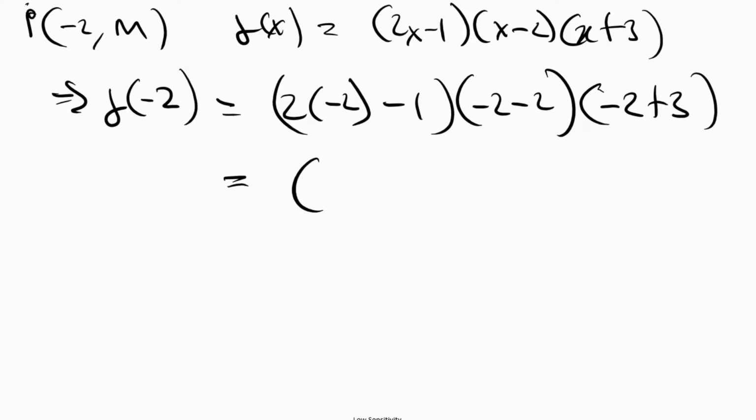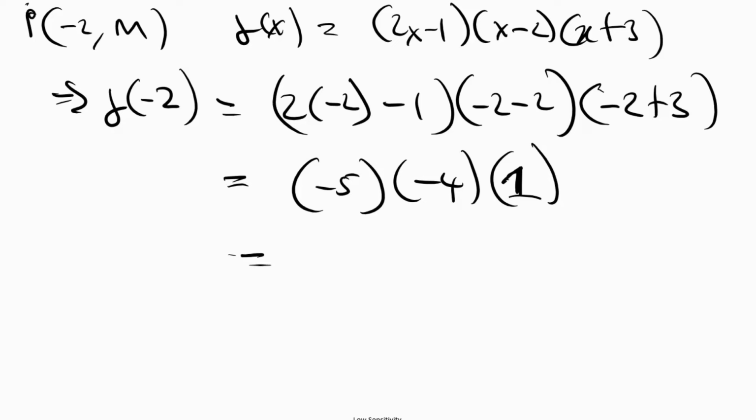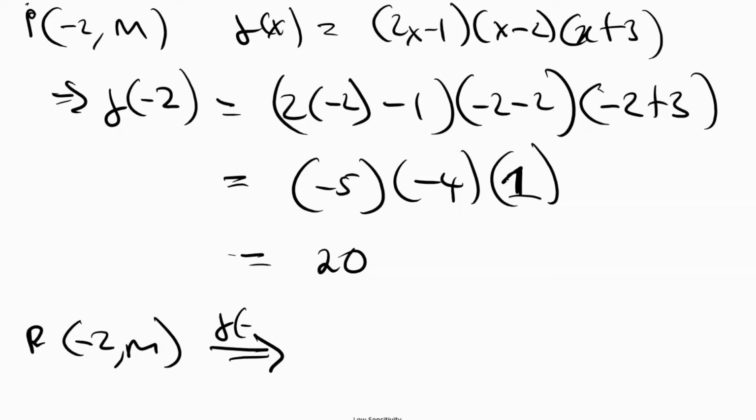So we can evaluate. This becomes negative 4 minus 1, so negative 5. Negative 2 minus 2 is negative 4. Negative 2 plus 3, this is 1. So this is negative 5 times negative 4. This becomes 20. Therefore, P, which is (negative 2, m), we now know that this is f of negative 2. This is (negative 2, 20).